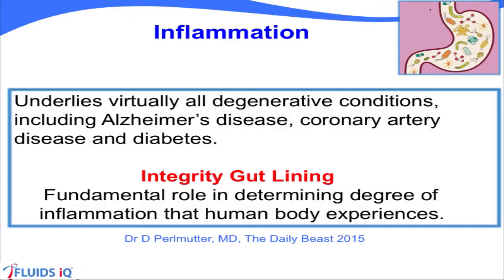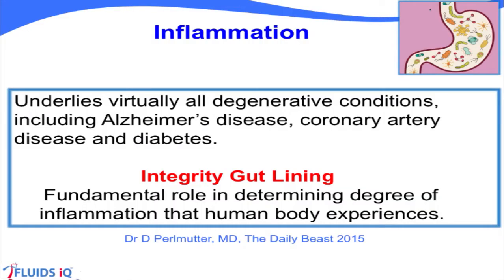What I'm going to do right now is concentrate for a few moments on gastrointestinal inflammation. And we know that inflammatory response underlies virtually all degenerative conditions. As you can see here, Alzheimer's disease, coronary artery disease, diabetes, and so on. And it is the integrity of the gut lining which is now understood to play a fundamental role in determining the degree by which inflammation is able to affect the human body experience.